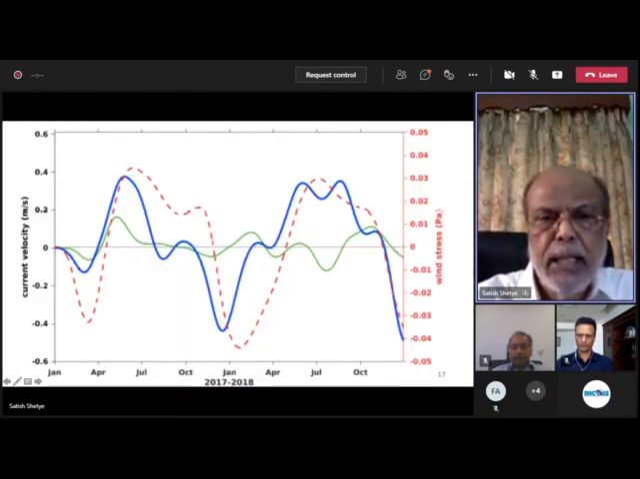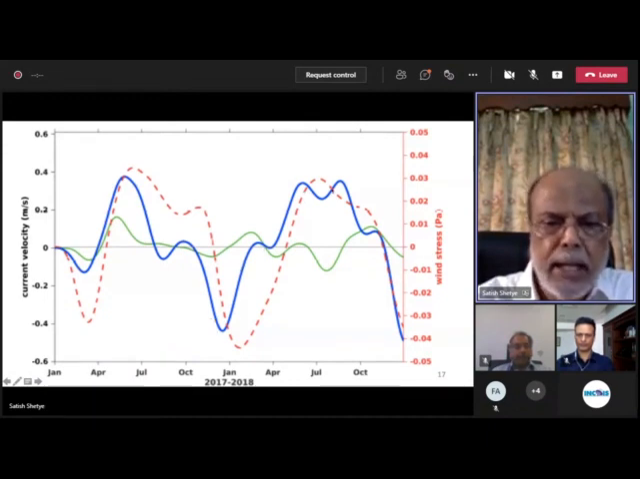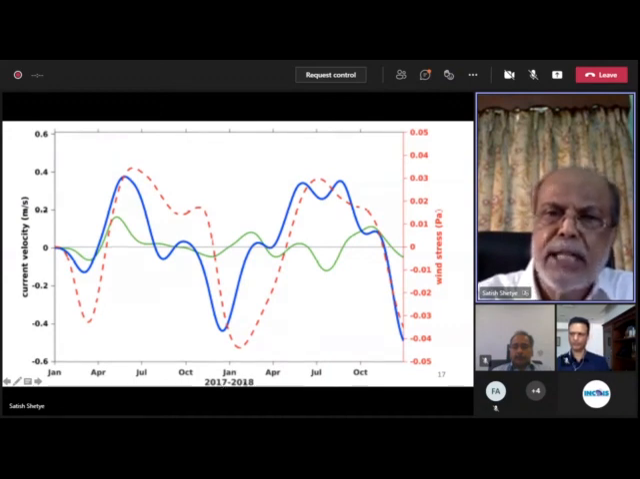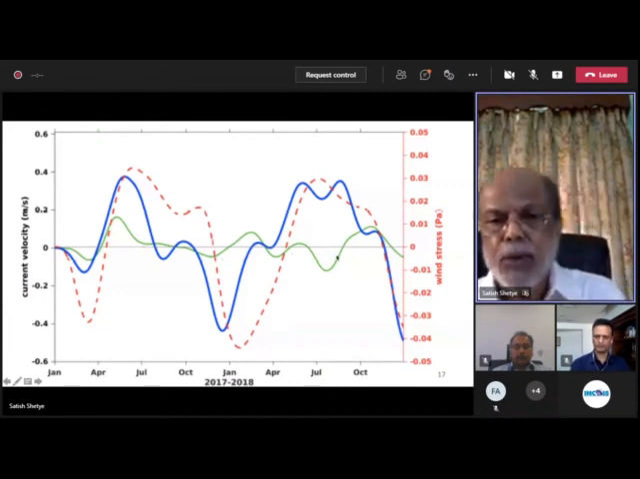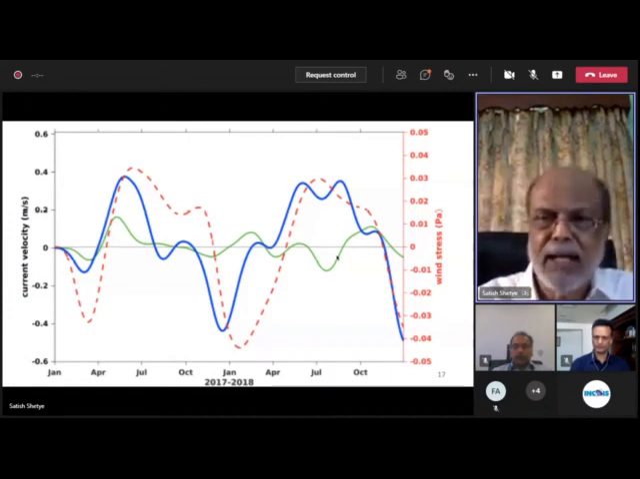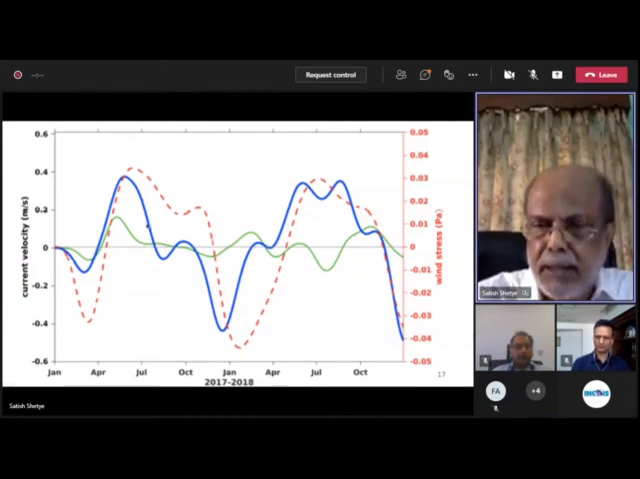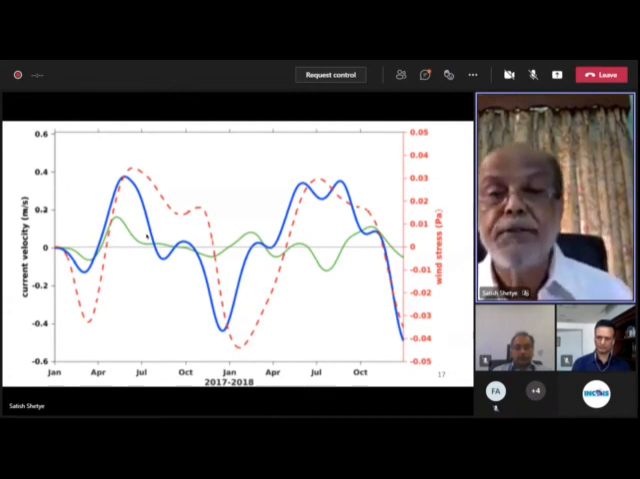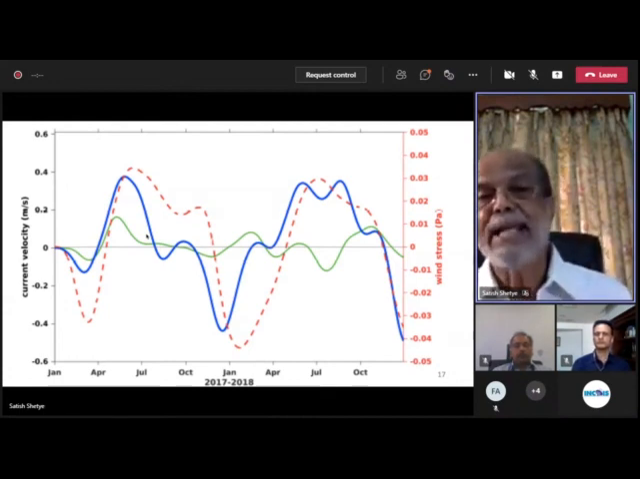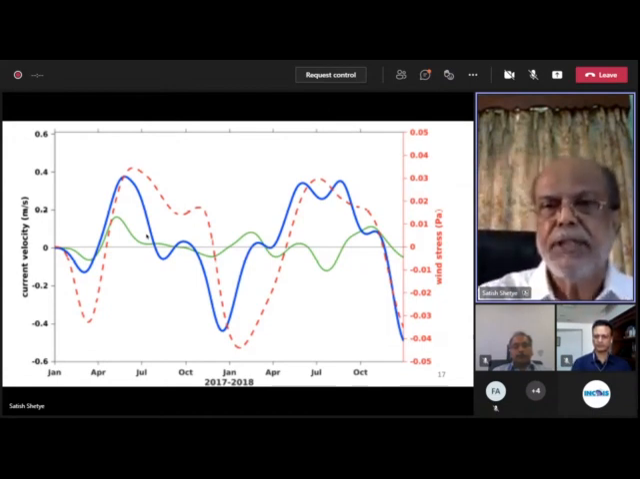The blue line is the current which has been low pass filtered, 100 day filtered, and which is seen over 2 years, January 2017 to 2018. This is the current over 1700 meters. The green line is the current over the 50 meter depth. And the most surprising to us when we were analyzing this data was there is hardly any correlation between the 1700 meter current and the 50 meter current, even though the two locations are separated merely by a distance of 40 kilometers, which is quite small. It is of the order of the radius of deformation, one of the length scales which are often used in understanding features in the oceans.